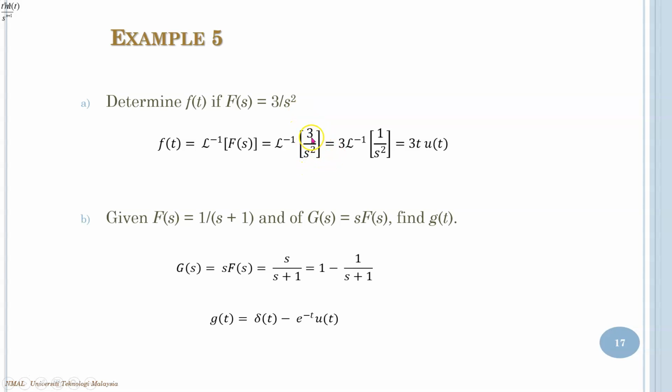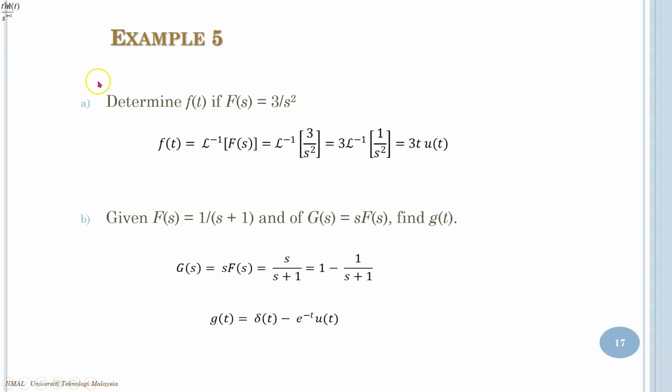Okay, 3 is a constant, so you can put it outside the inverse Laplace transform symbol here, and we leave only 1 over s squared. So we know from the table that this refers to t u(t). If you refer to the table, you can see that on the left side there is a signal in the time domain, and on the right side there is a Laplace transform in the s domain.